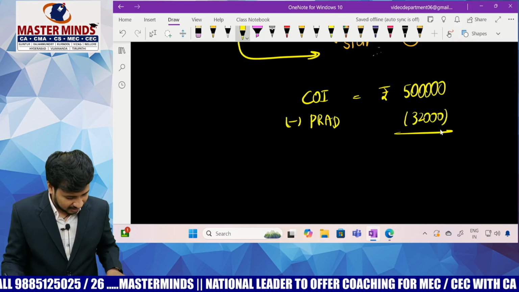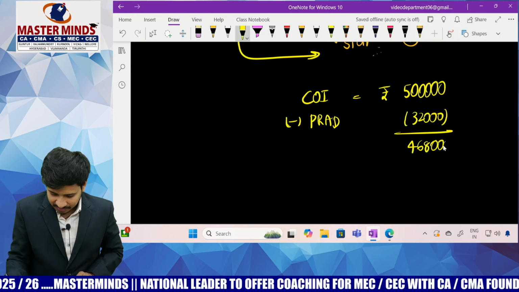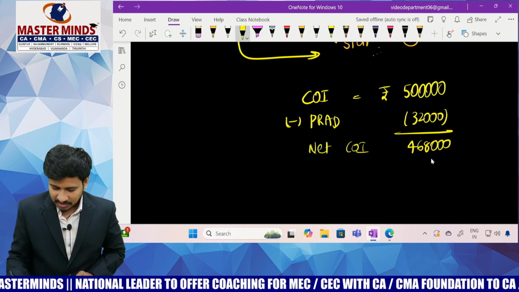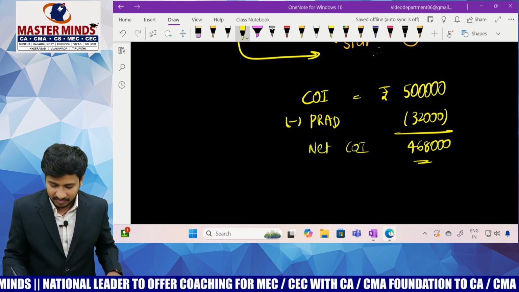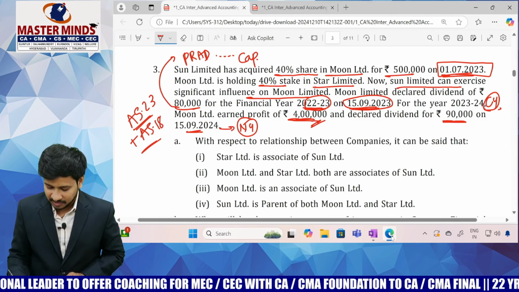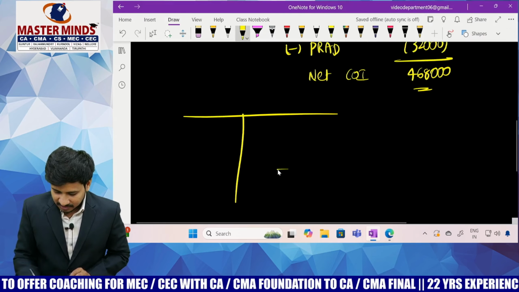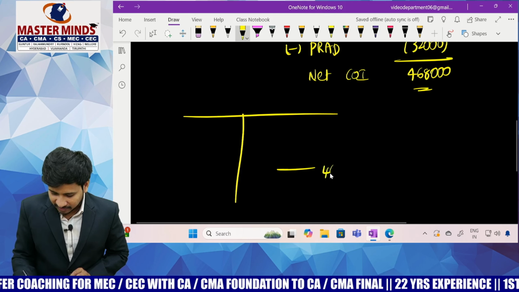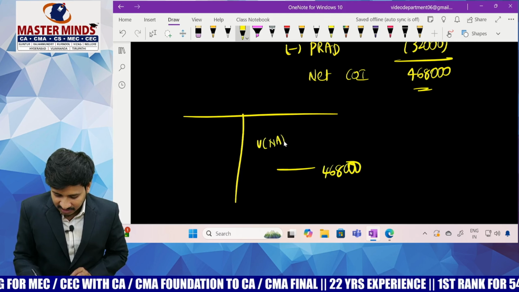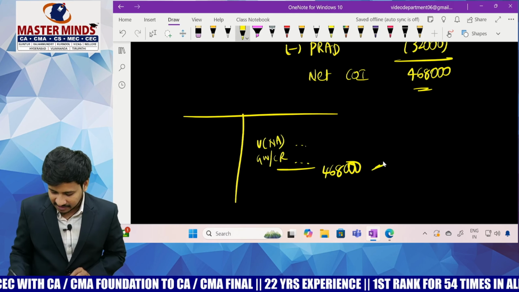So you will be having 5 lakhs minus 32, that is 468,000. This is your net cost of investment. The value of net assets is not given in the question in order to find goodwill or capital reserve. But we know that for an associate in CFS, the outer column should be the cost of investment. Of course, it must be broken down between value of net assets and goodwill or capital reserve, but there is no data. So let me take the same here.